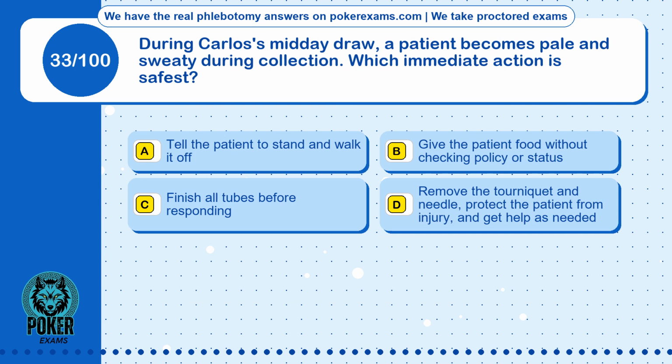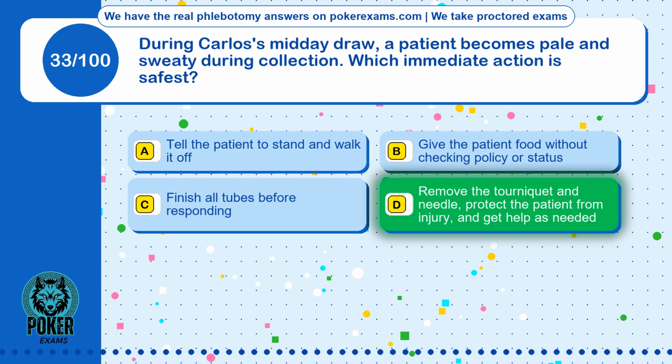Question 33. During Carlos's midday draw, a patient becomes pale and sweaty during collection. Which immediate action is safest? Option A. Tell the patient to stand and walk it off. Option B. Give the patient food without checking policy or status. Option C. Finish all tubes before responding. Option D. Remove the tourniquet and needle, protect the patient from injury, and get help as needed.